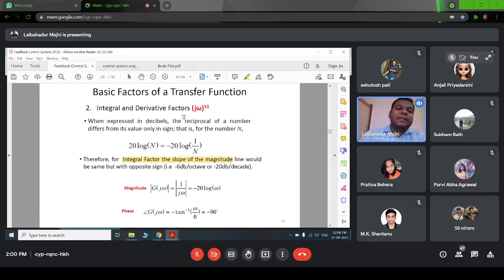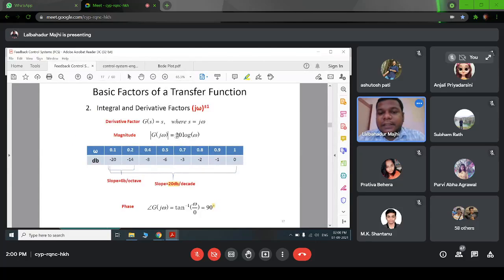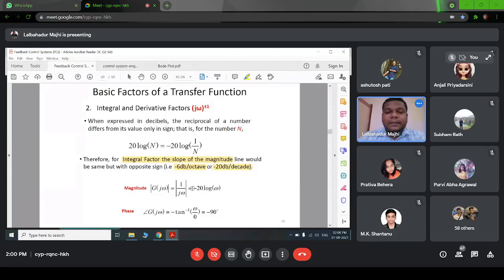For this 0 at the origin, the slope was 20 dB per decade. Similarly, if there is a pole at the origin, only the sign will change. So it will be minus 20 dB per decade. And similarly, for octave, it will be 6 dB per octave. So this will be minus 20 log omega, right? But in case of this one, we are getting only 20 log omega. But when there is a pole at the origin, we are getting minus 20 log omega. Similarly, the angle will also be minus 90 degrees.